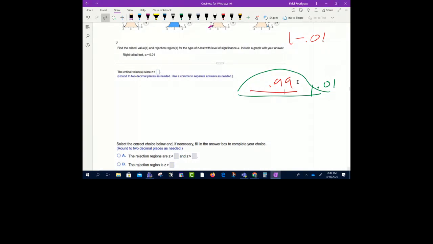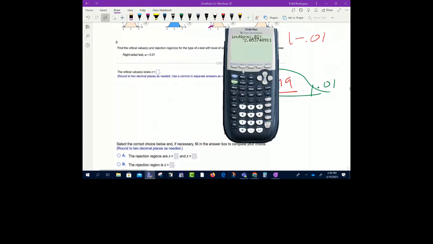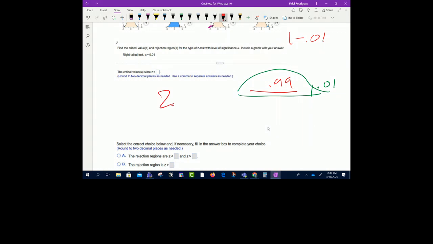Now, the reason I want to know that, y'all, is because when we go second bars and go to inverse norm, number 3, we're going to enter 0.99. Why are we doing that? Because the inverse norm always tells me the area to the left. My z-score is going to be a positive something. 2.33. There you go. Sorry, guys, my pen is freezing up here. There we go. 2.33.